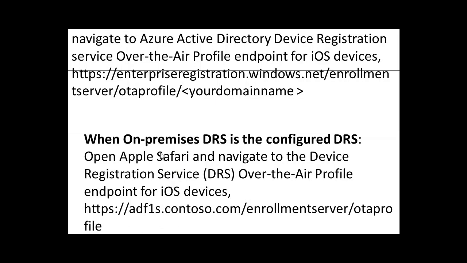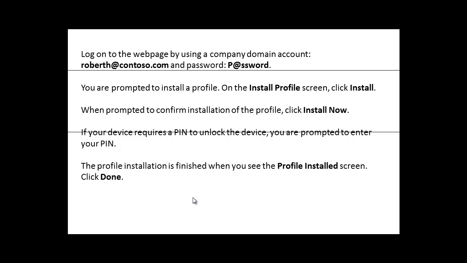If you had configured the on-premise device registration service, then what you do is navigate to the device registration service on your iOS device. And you go to the URL, https ADFS 1S, the name of your organization, of your domain, and the rest of the URL that you see here. Once you access the URL, you're going to be prompted to log on and install the profile. Once you've installed that profile, your device might ask you for a password to unlock the device.